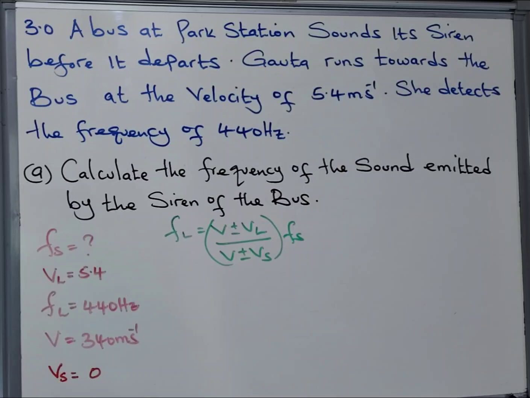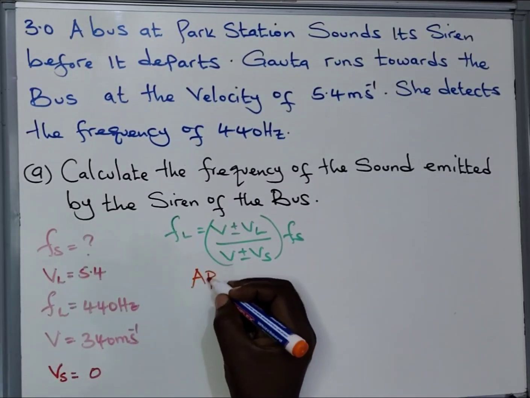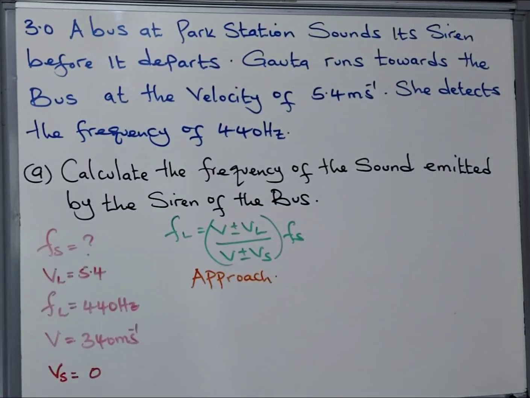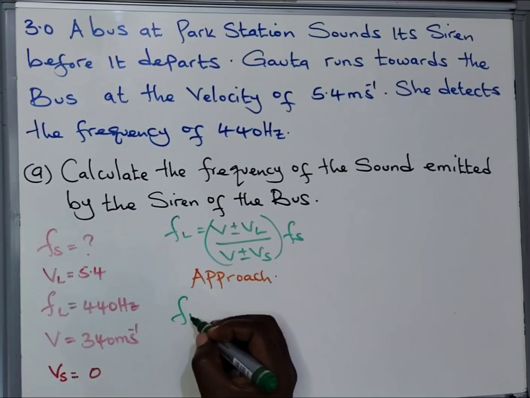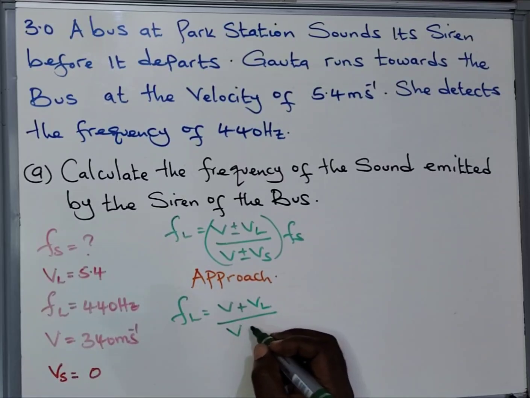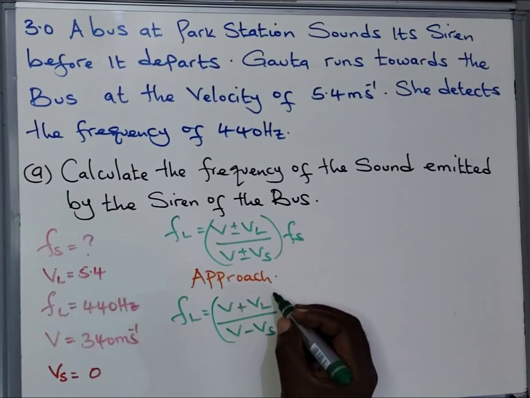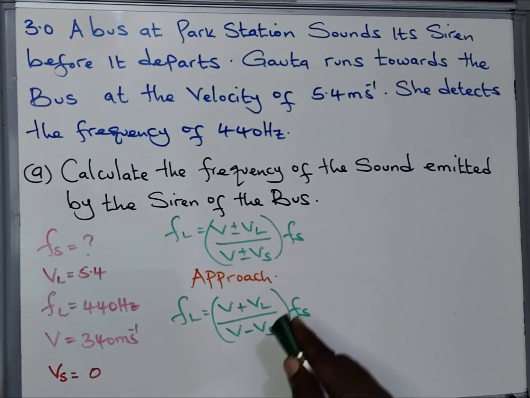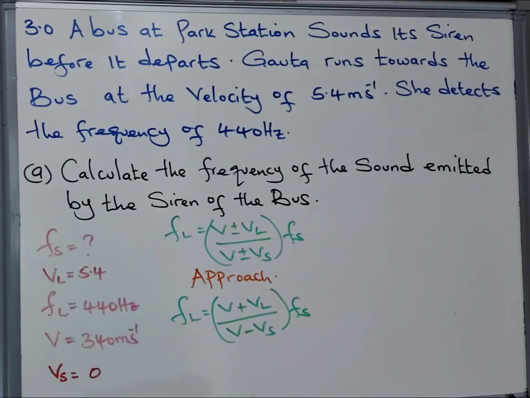Okay, then what is next? Next is to assess whether it's approach or away. So Hauta was running towards, so it's approach. And what does approach come with? The equation becomes FL is equal to (V plus VL) over (V minus Vs) into Fs. I hope everybody knows that for approach, plus is up and minus is below, and away is the reverse of this.